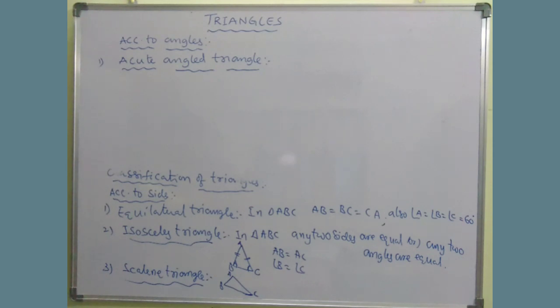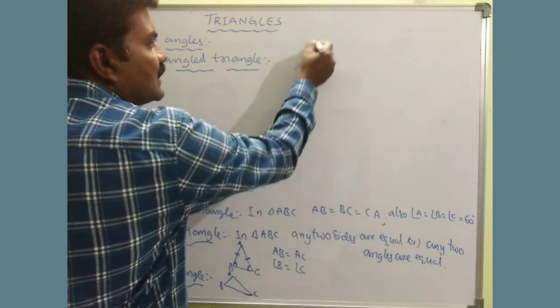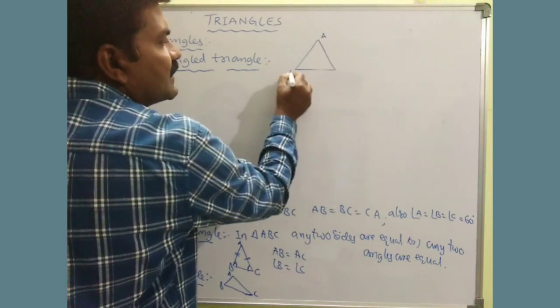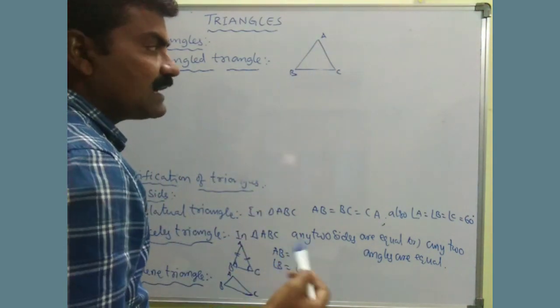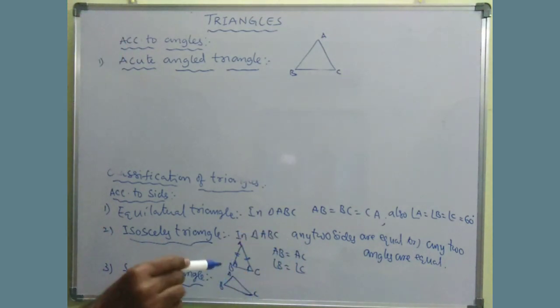Acute angled triangle. So very simple. If each angle of a triangle is an acute angle, then it is called an acute angled triangle. We already discussed acute angle in the last class: an angle which is less than 90. Suppose ABC is a triangle and each angle, angle A, angle B, angle C, is less than 90 degrees, then the triangle is said to be an acute angled triangle.